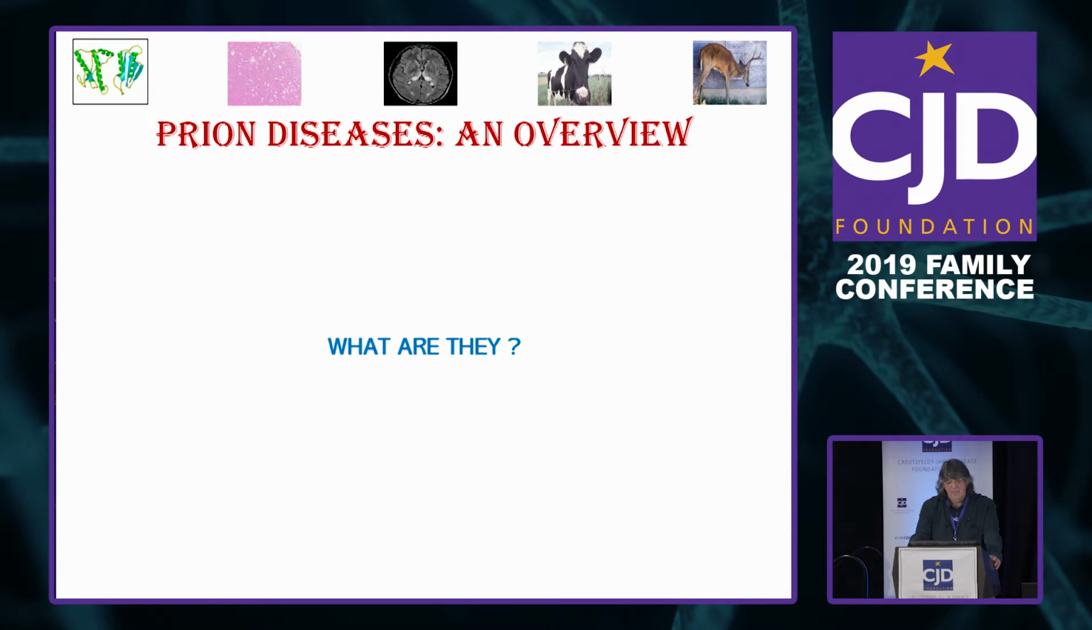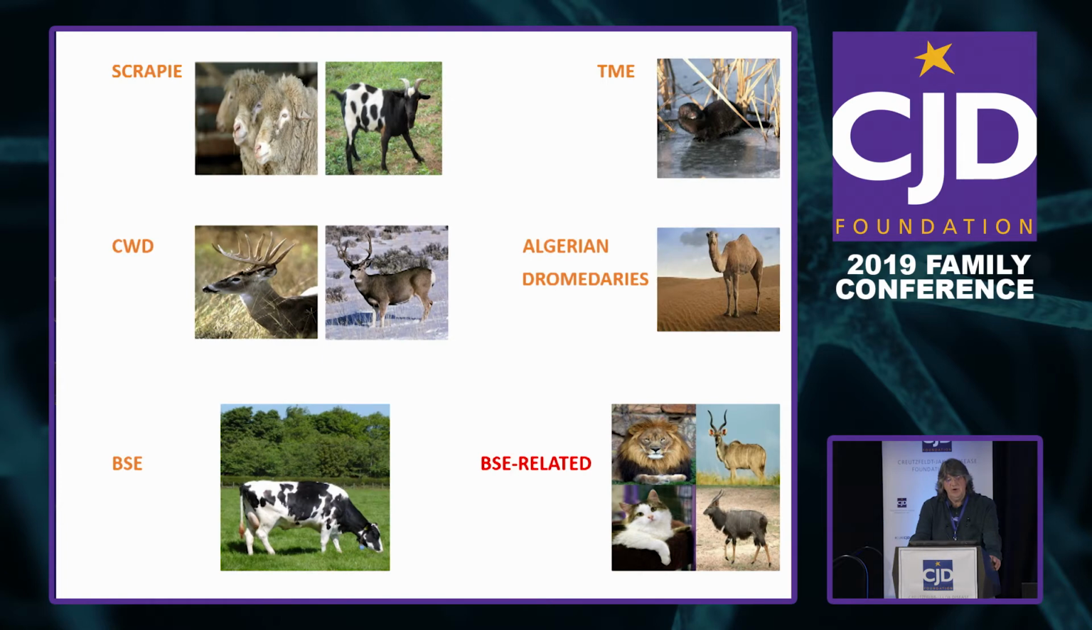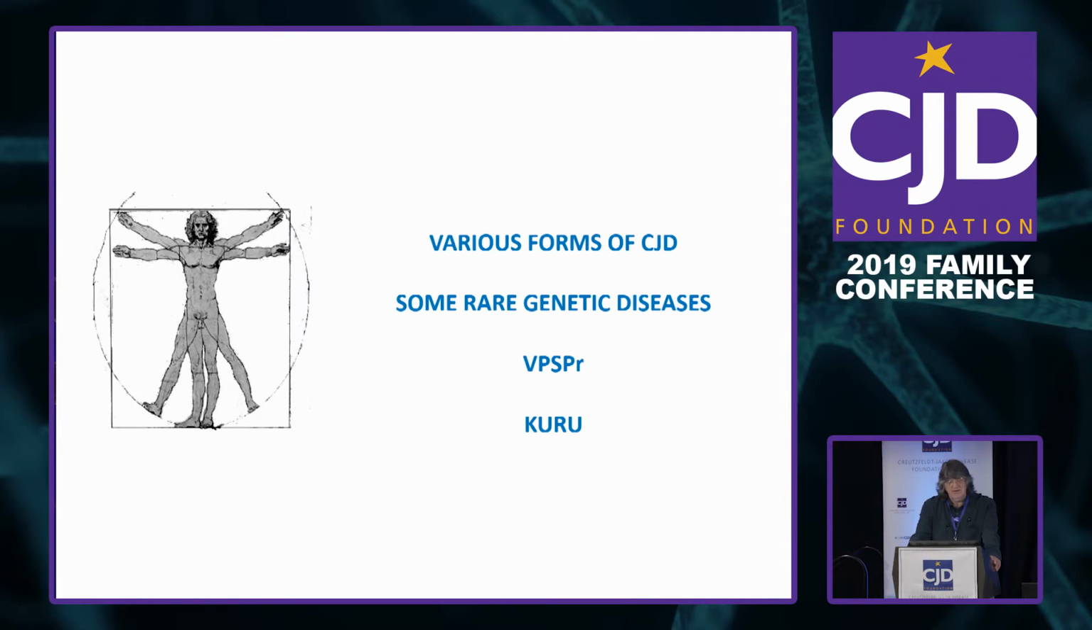So what are they? Well, these diseases affect sheep and goats as scrapie, chronic wasting disease in cervid species, BSE in cattle, transmitted to cats in the form of feline spongiform encephalopathy, and on to certain exotic zoo animals. There's transmissible mink encephalopathy in mink, and Algerian dromedaries also have an illness. And of course, there are human forms of this illness, various forms of CJD, some rare genetic diseases, a disease called variable protease-sensitive prionopathy, and Kuru.